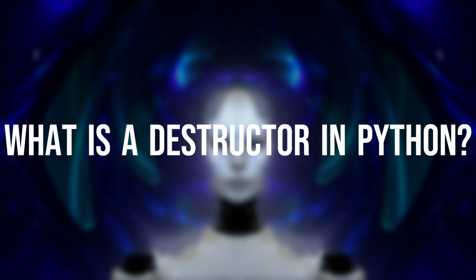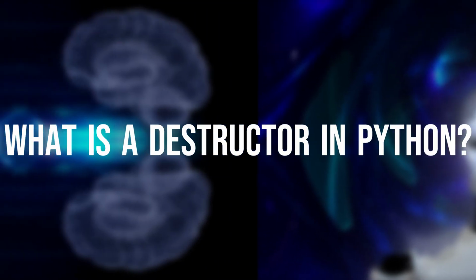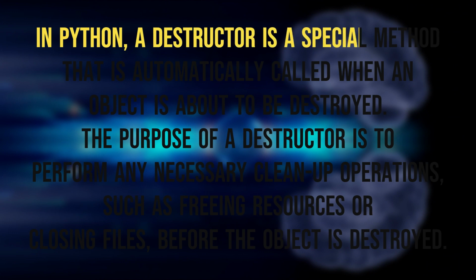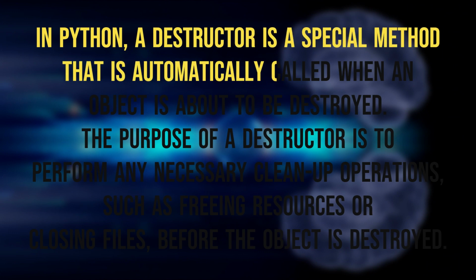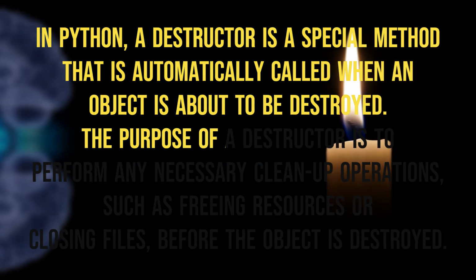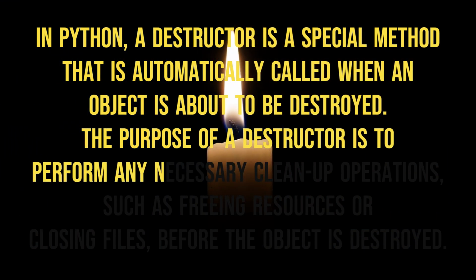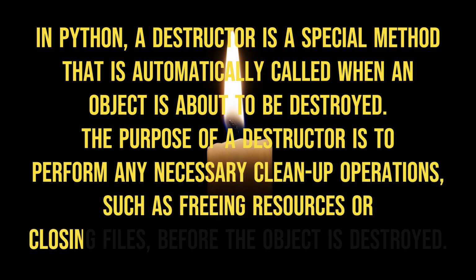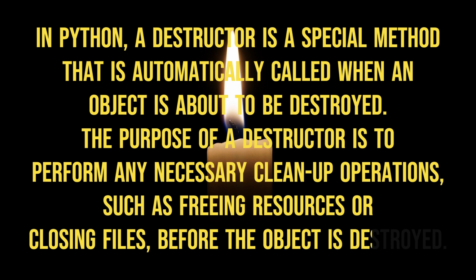Next question is, what is a destructor in Python? Answer. In Python, a destructor is a special method that is automatically called when an object is about to be destroyed. The purpose of a destructor is to perform any necessary cleanup operations, such as freeing resources or closing files, before the object is destroyed.